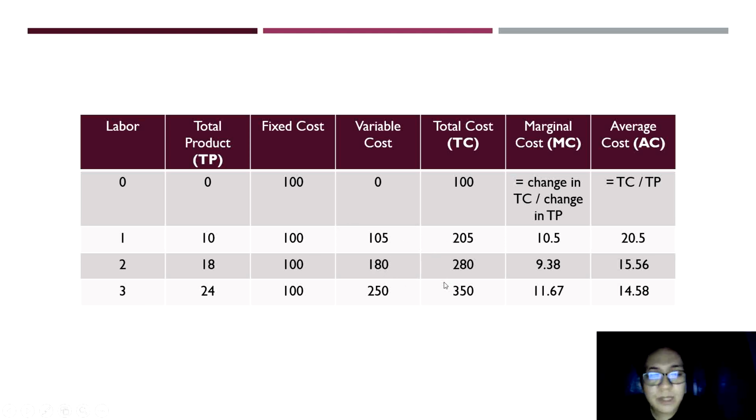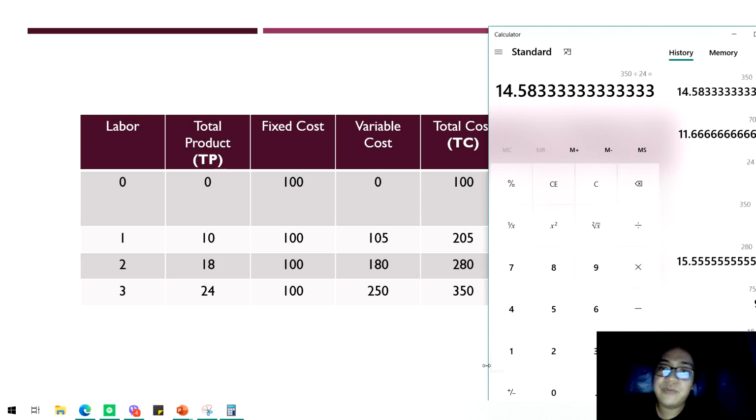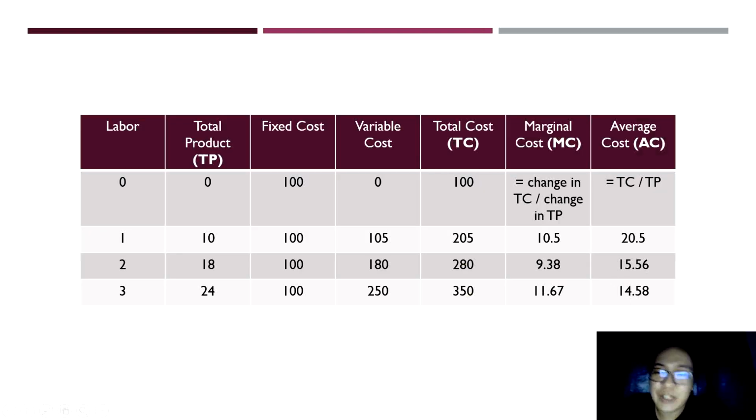And then ang average cost naman natin per unit is, ang total cost is 350 divided by 24, which is yung total product natin for the 3 laborers, and that is 14.58. Ibig sabihin, ito po yung average cost per unit dito sa 24 units na meron tayo, or 24 products na meron tayo when we have 3 workers working together. So ito yung parang way natin to determine the cost of production sa isang specific na establishment.